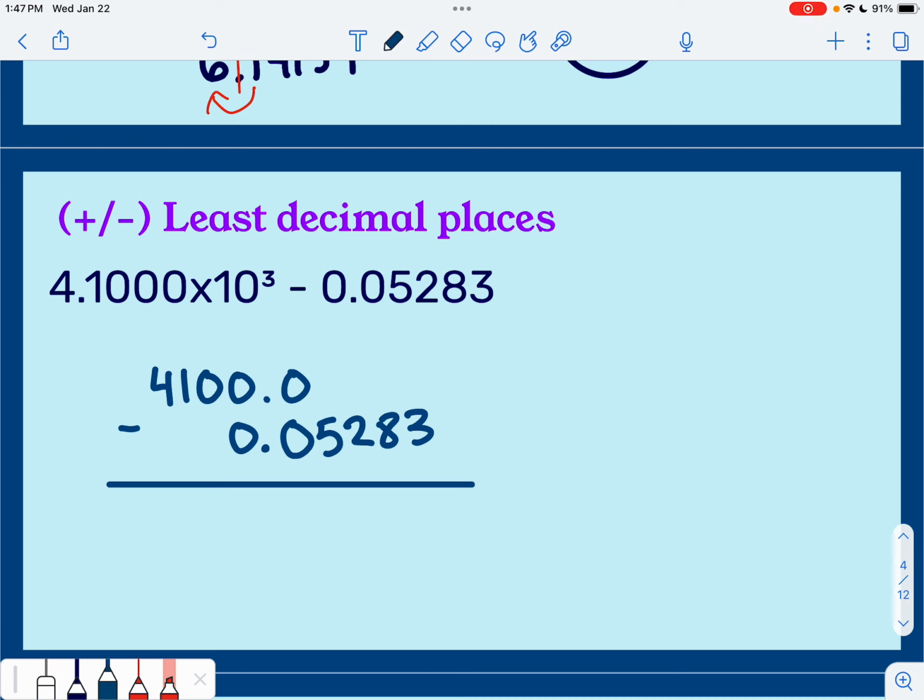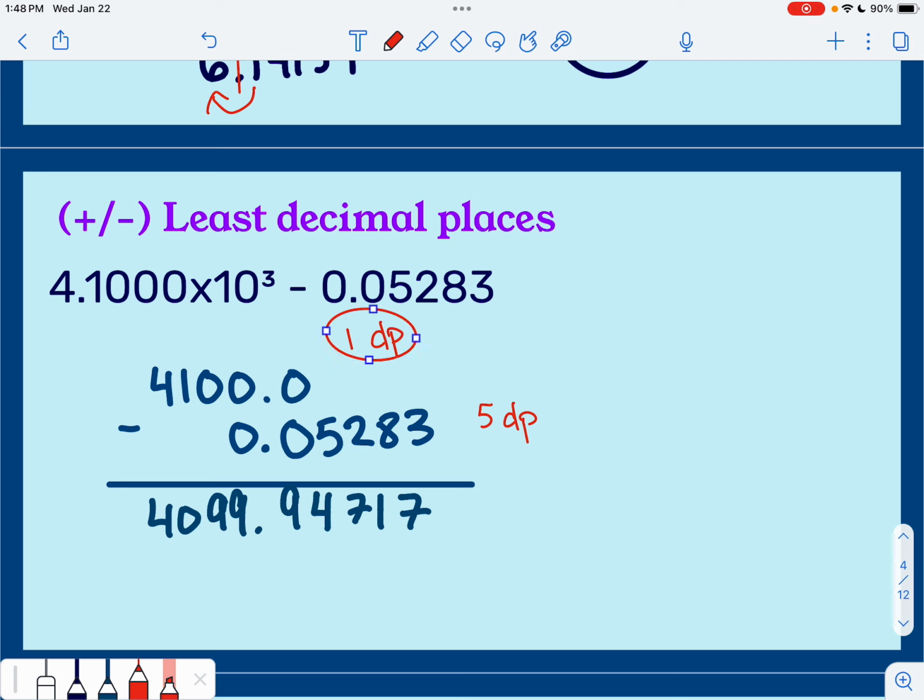If we do the math here, we will get that 4100 minus 0.05283 is 4099.94717. Okay, so let's do what we just did. The first number has 1 number after the decimal point, and the second number has 1, 2, 3, 4, 5, so 5 numbers after the decimal point. We know that your answer has to match up with the one that has the least number of decimal places, okay? So in this case, that would be 1.